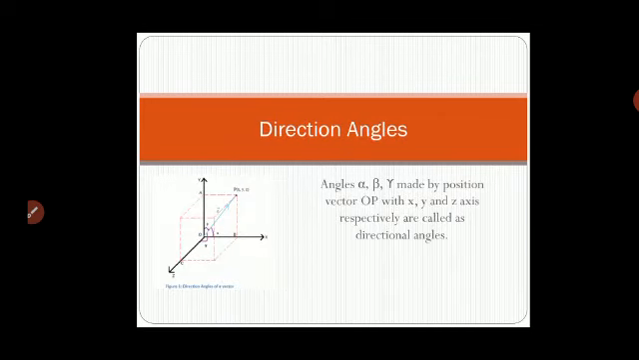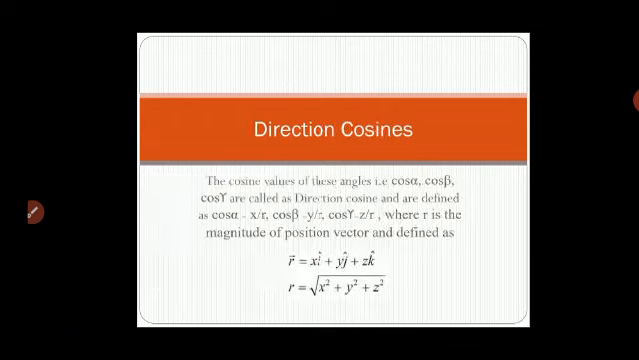Now this position vector makes some angles with all the three axes respectively. The angles alpha, beta, gamma made by the position vector OP with the x, y and z axis respectively are called directional angles. The cosines of these directional angles are called direction cosines, that is cos alpha, cos beta, cos gamma.